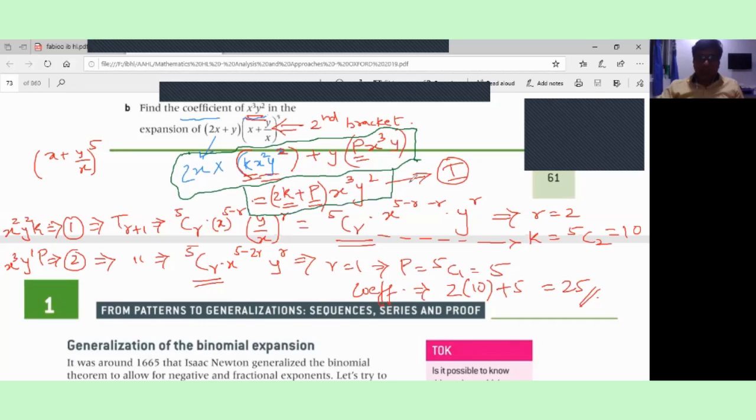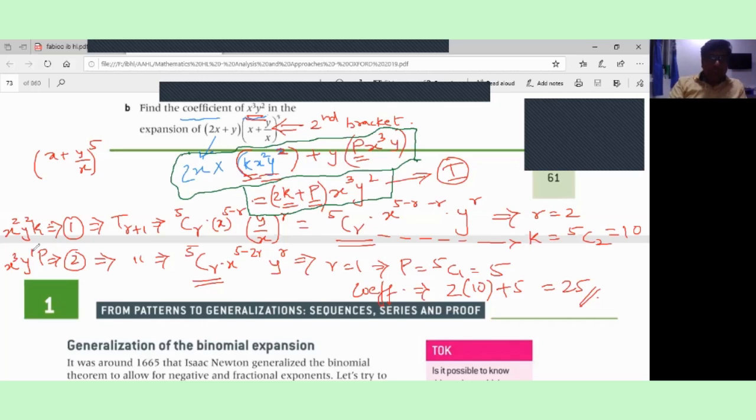This was my Roman 1, right? Next, I did all these things. Now, on simplifying this, just understand. If I take x cube y square common, what would I get? I get 2k from here, and p from here. I hope that's understood. So my aim now is to find k and p.